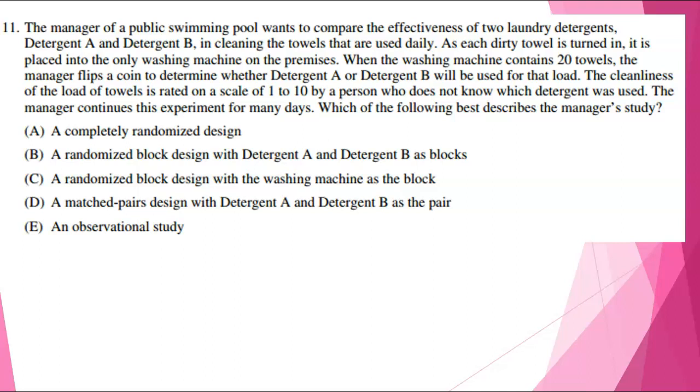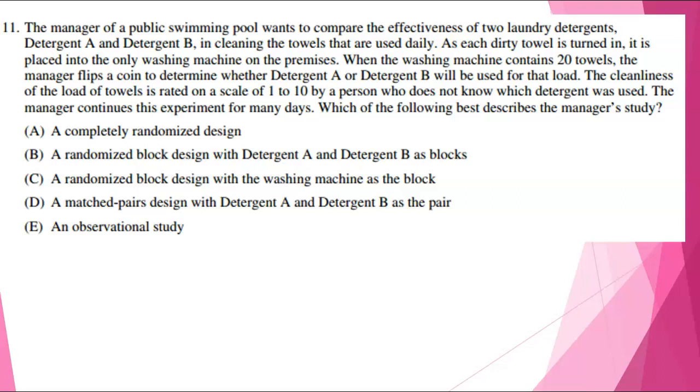If we look at our options, we have a completely randomized design; a randomized block design with detergent A and detergent B as blocks; a randomized block design with washing machine as the block; a matched pair design with detergent A and detergent B as the pair; and an observational study. It's not an observational study because a treatment was implemented.